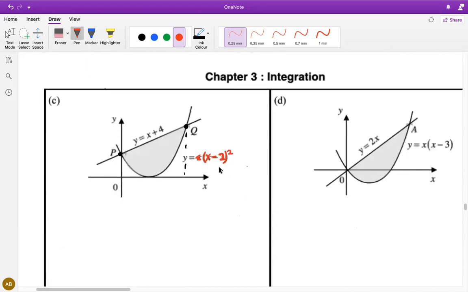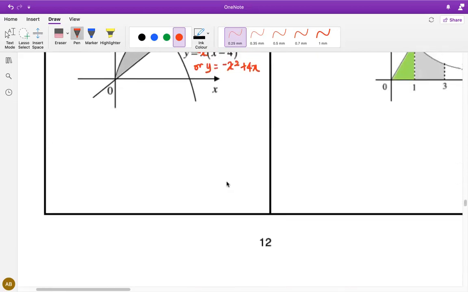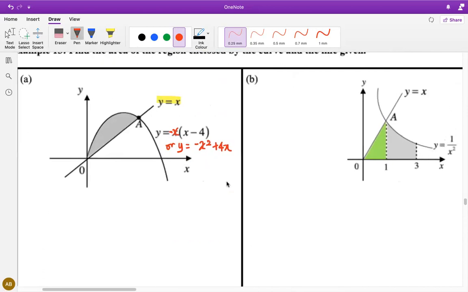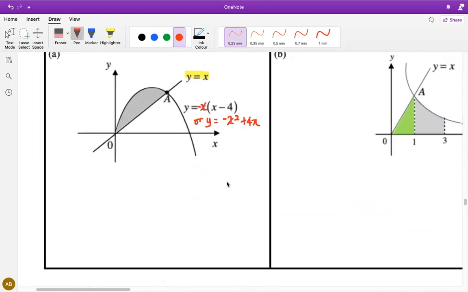And for C, it is y equals x minus 2 squared, right? So x minus 2 squared, not x times x minus 3. I copy pasted wrongly, so please rectify it in your notes, okay? So now we can solve, right?